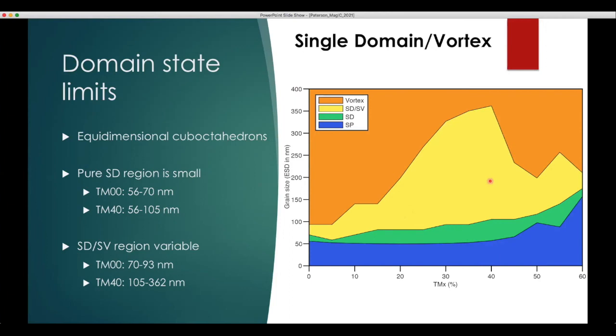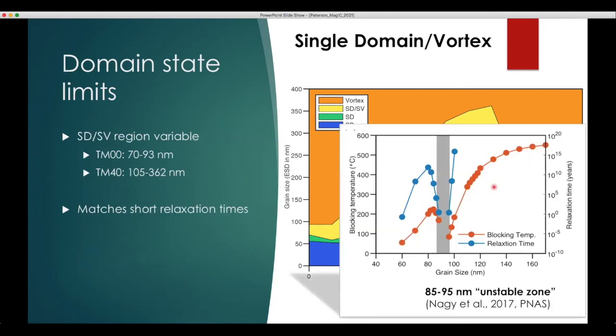So we're looking at over a 200 nanometer range where we have this domain state duality. What's kind of interesting about this transition zone is that if we look at some of the work from Les Nagy, where he's looking at the relaxation times of these magnetic particles, what he's found is that for magnetite, the size range of about 85 to 95 nanometers is an unstable zone. It has very short relaxation times, on the order of a year or less. So this is a size range that is paleomagnetically unstable.